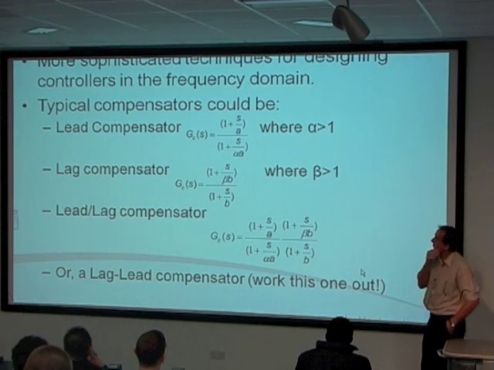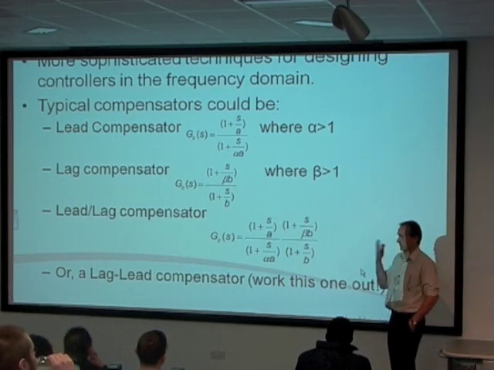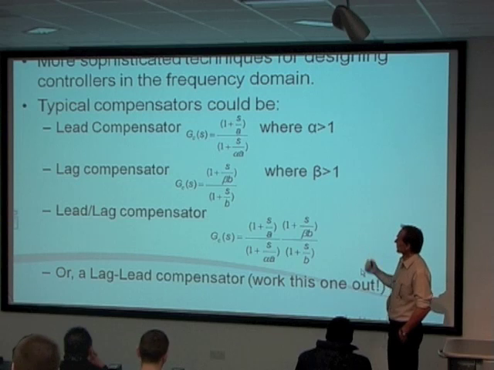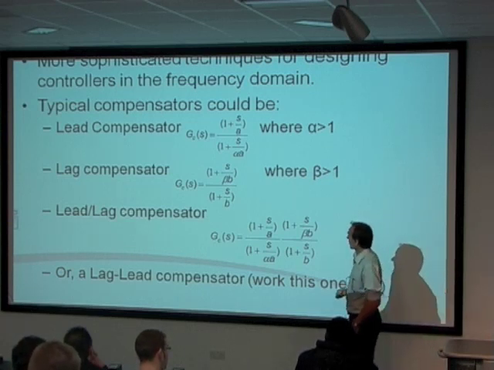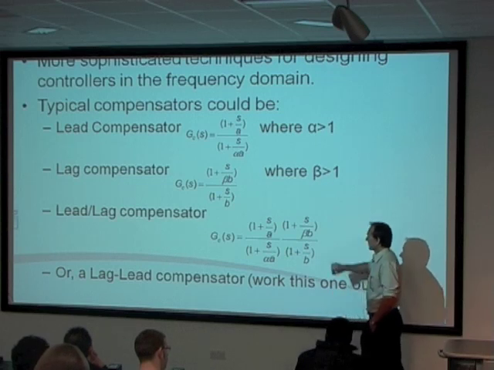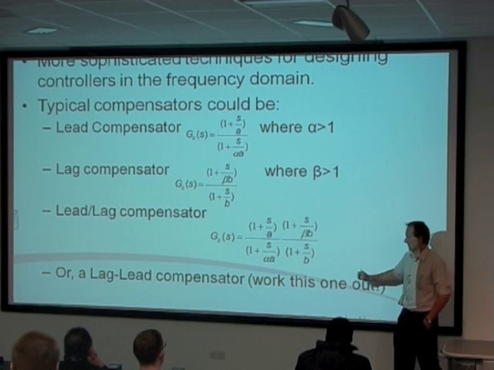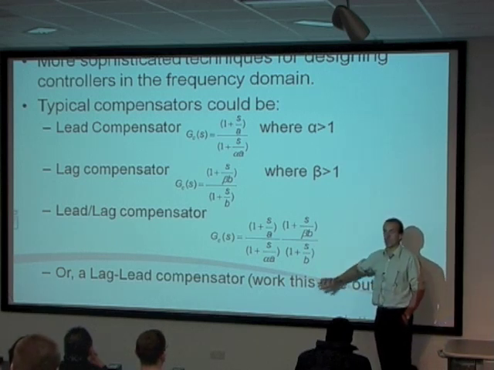Okay, and I'm going to talk about 4 different sorts really, and then pick one as an example and work through with that. And these are typical compensators. The first one is a lead compensator. The second is a lag compensator. And then you've got a lead lag, which is a combination of the two, and a lag lead, which is also a combination of the two that you can figure out for yourself.